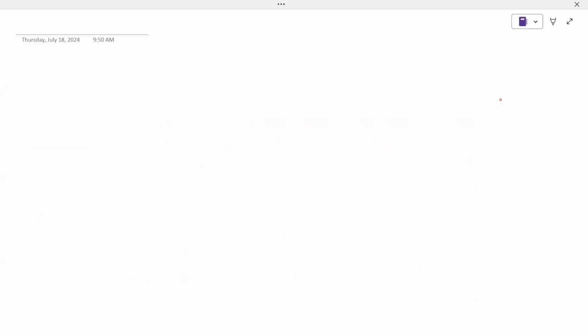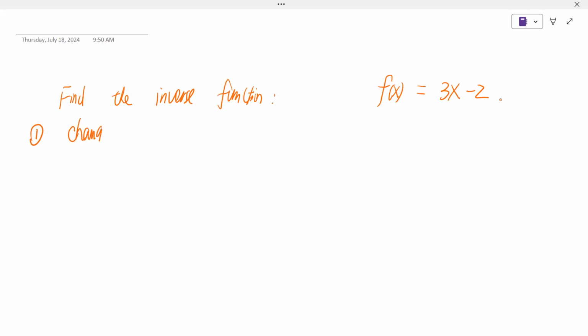So find the inverse function of a given function. Let me give you an example. Let's say we have f of x equal to, I'm going to give you a very simple one, 3x minus 2, something like that, right? And let's find the inverse function of this function. So first of all, step one, you change f of x to y. That means this one becomes y.